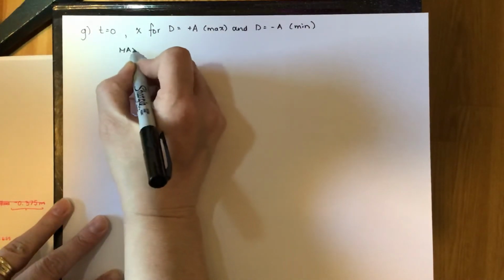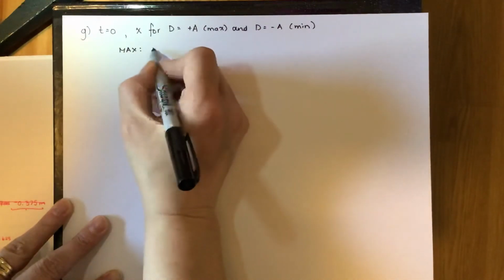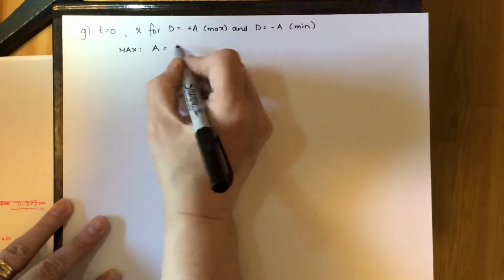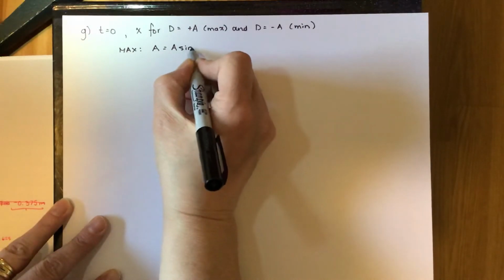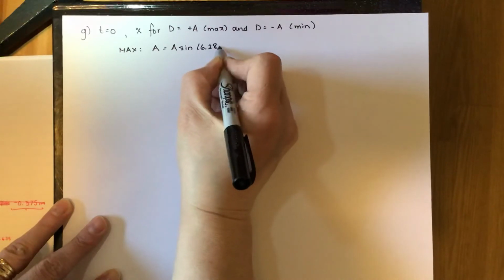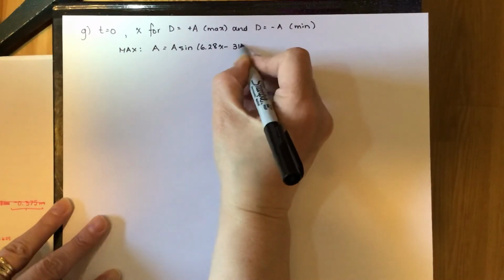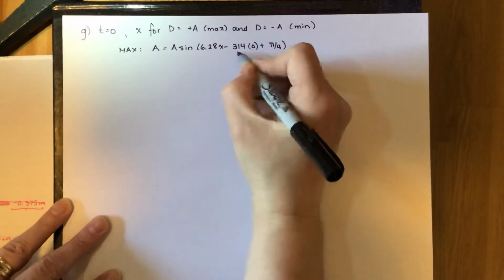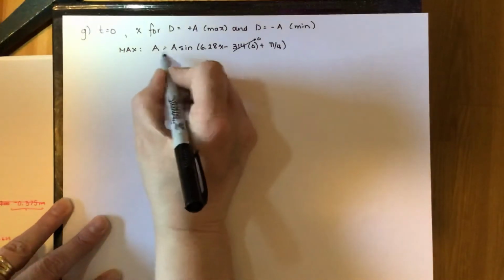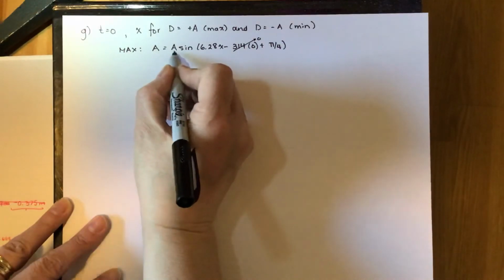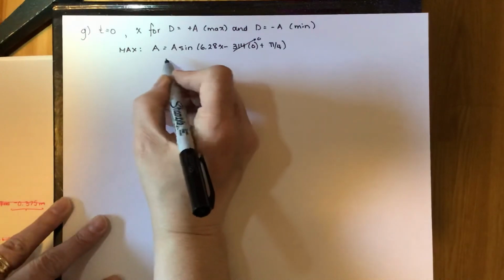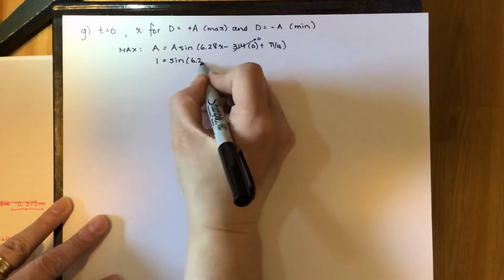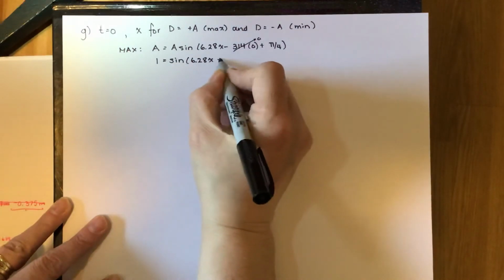So for the maxima values, our position D is equal to the amplitude A, so it's at a maximum. And in our equation, that's A times sine of 6.28x minus omega 314 times our time of 0 plus pi over 4. So this whole term is gone. A divided by A, or 0.75 over 0.75. Divide both sides by the amplitude 0.75 gives us 1 equals sine of 6.28x plus pi over 4.